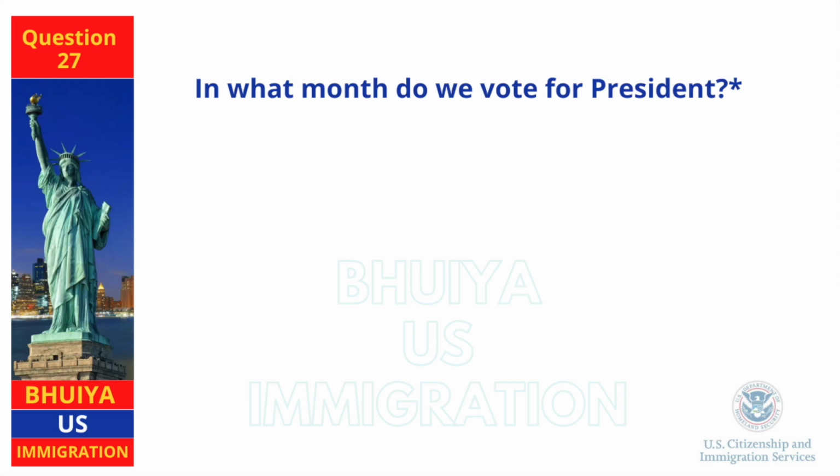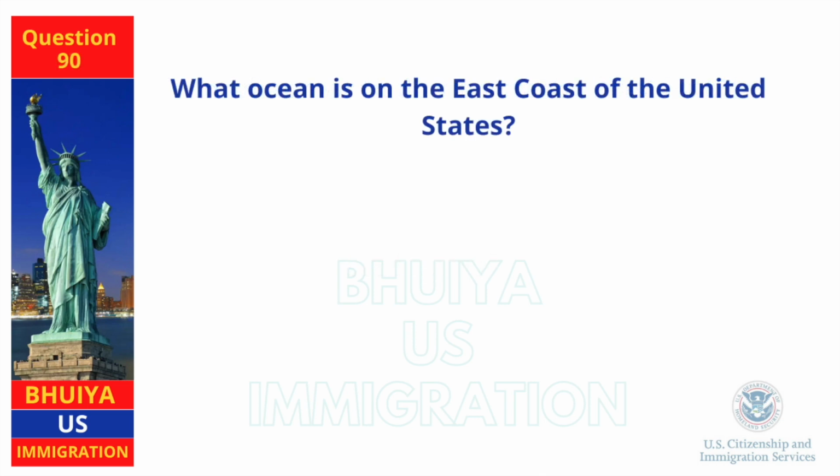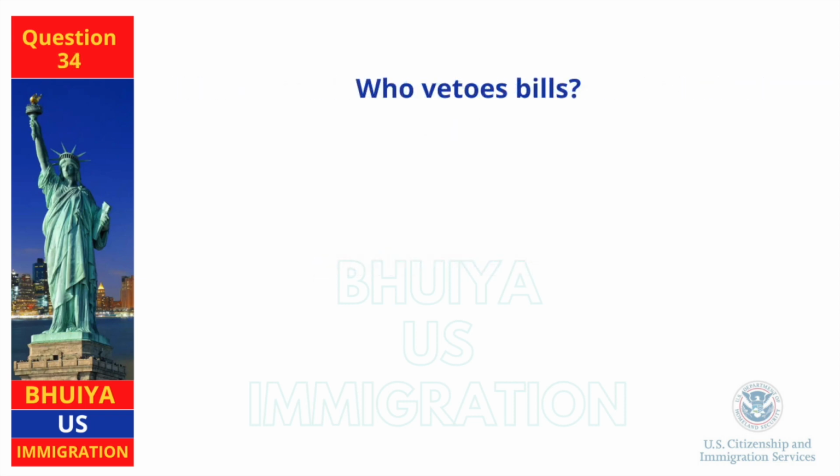In what month do we vote for president? November. What ocean is on the east coast of the United States? Atlantic Ocean. Who vetoes bills? The President.